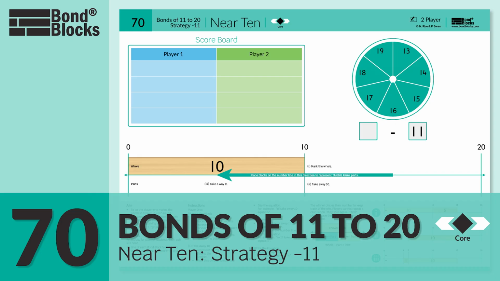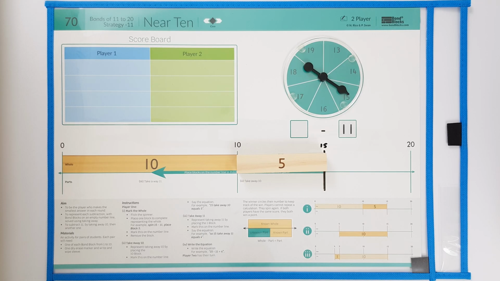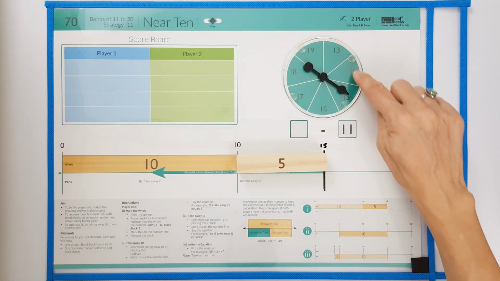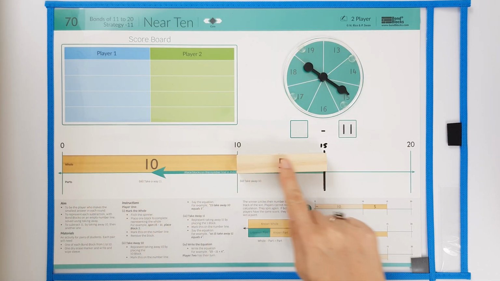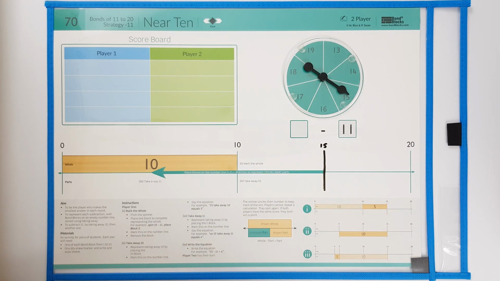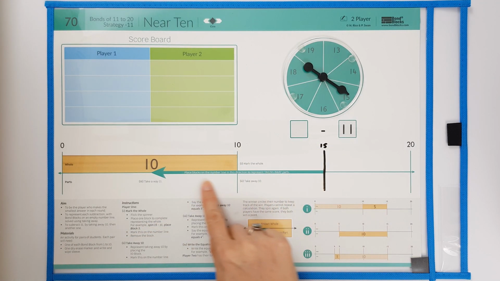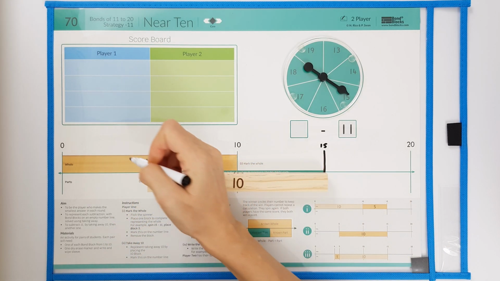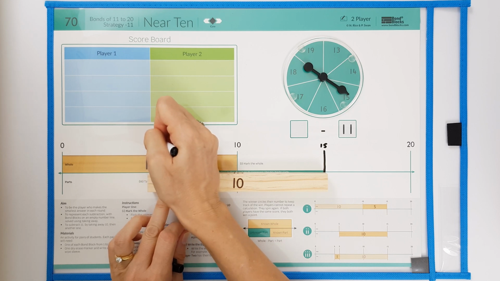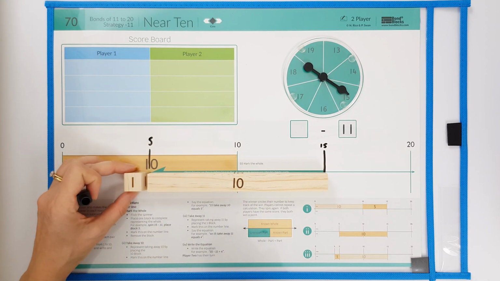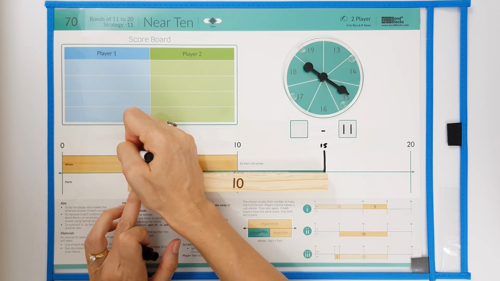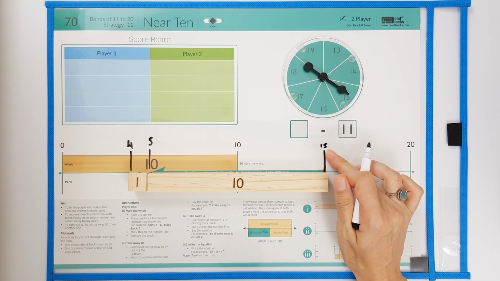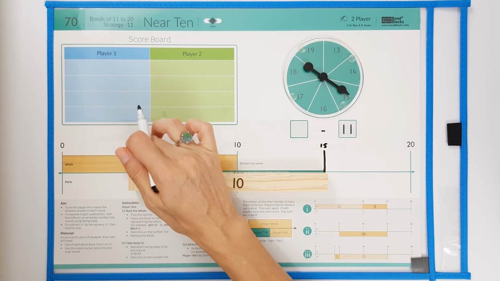Welcome to Activity 70. In this activity, we're going to be developing the strategy of taking away 11 for wholes that are teen numbers. Here I have the whole of 15. First, we are going to take away a part of 10. 15 take away 10 would give me 5. We are then going to take away one more to take away 11. So 15 take away 11 equals 4.